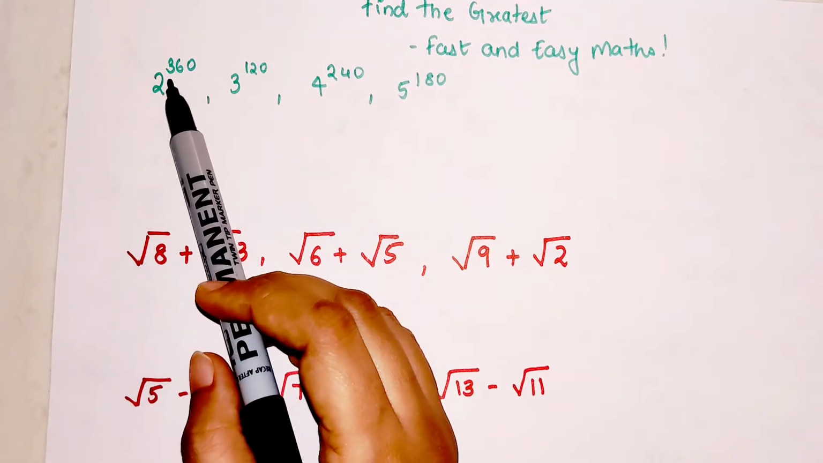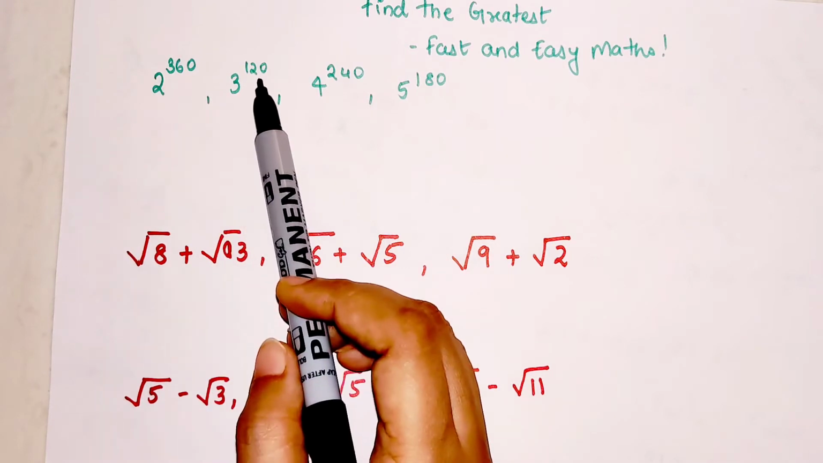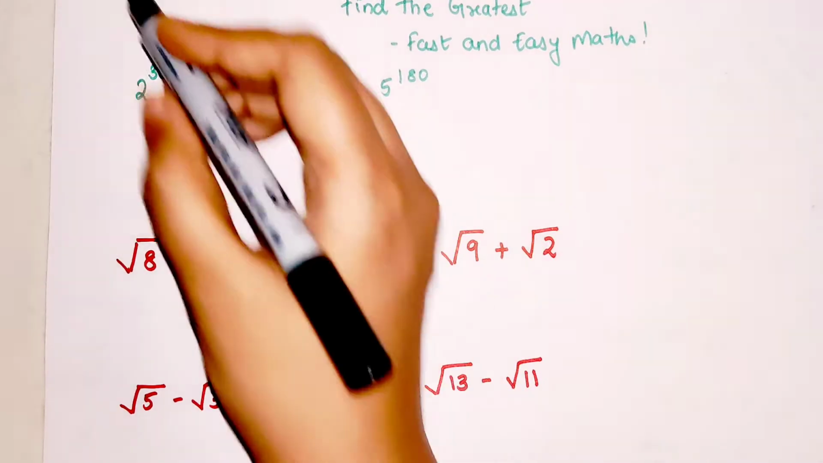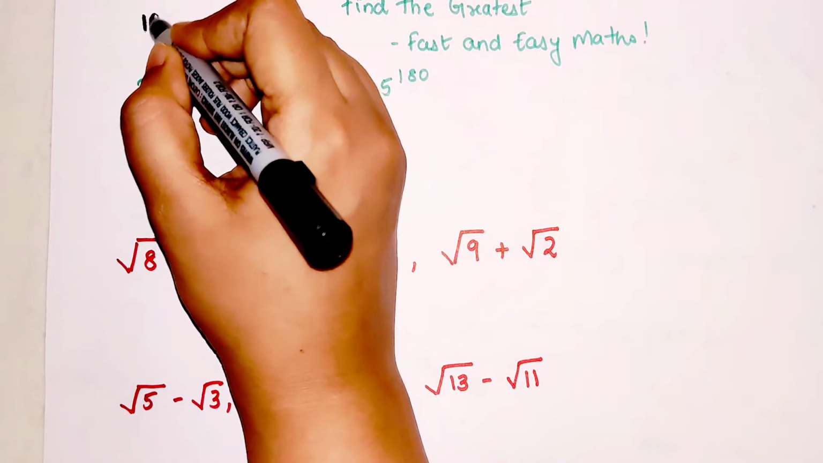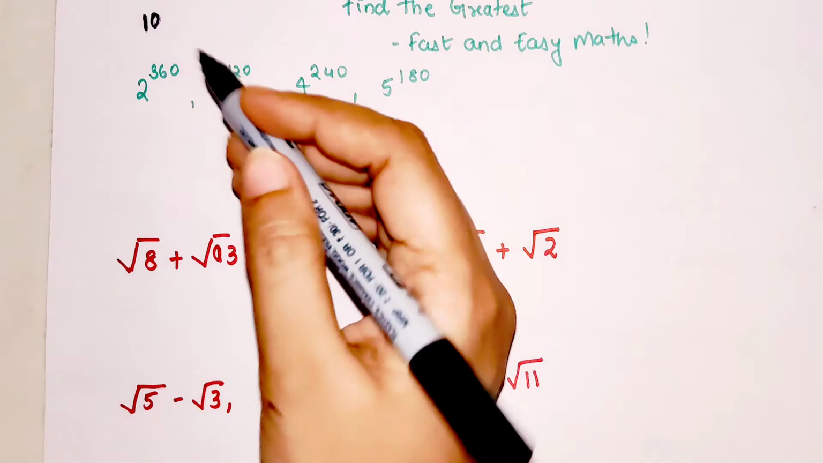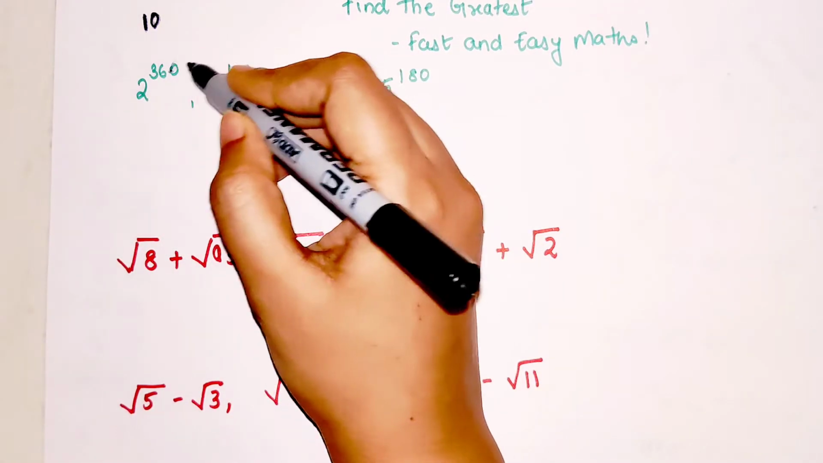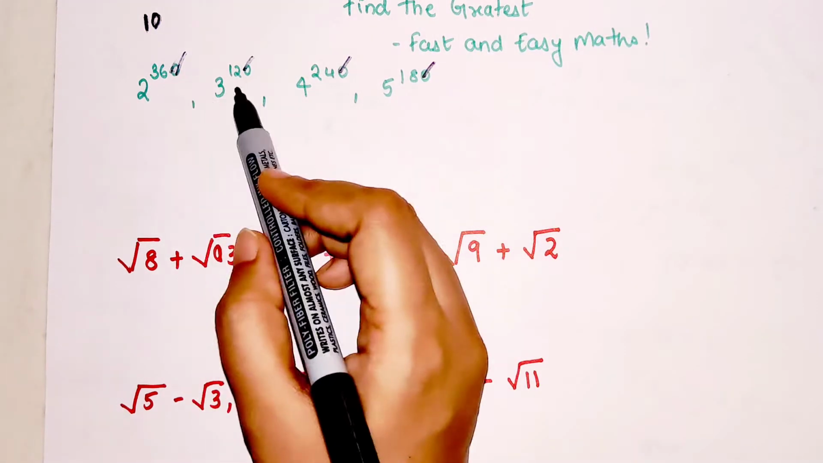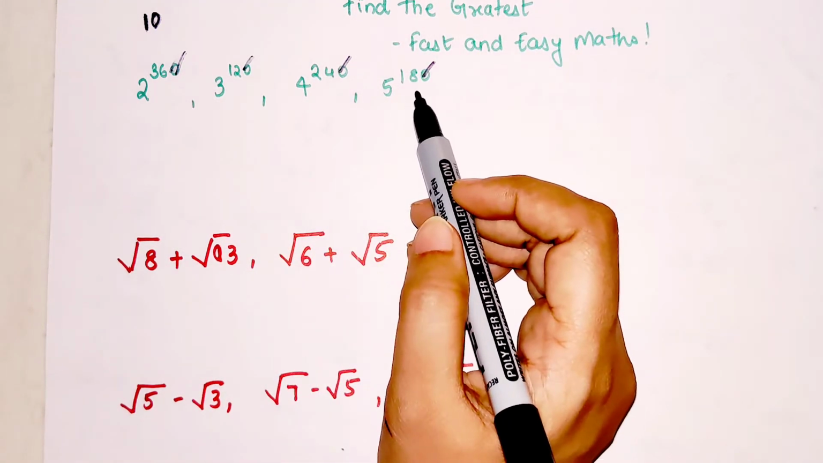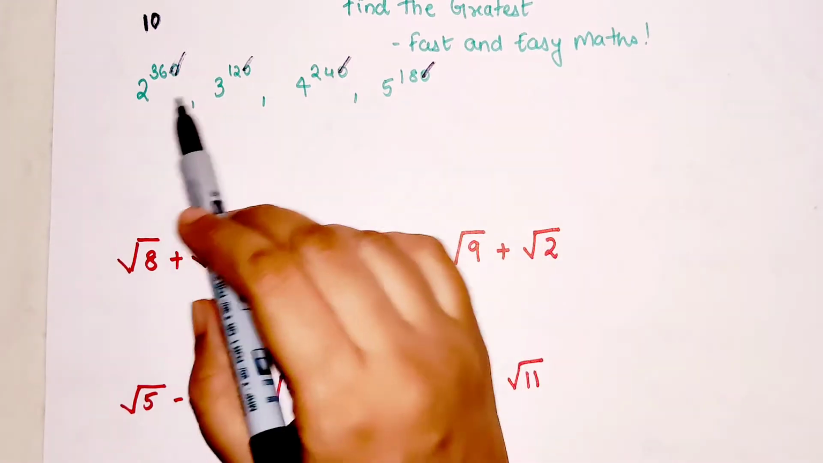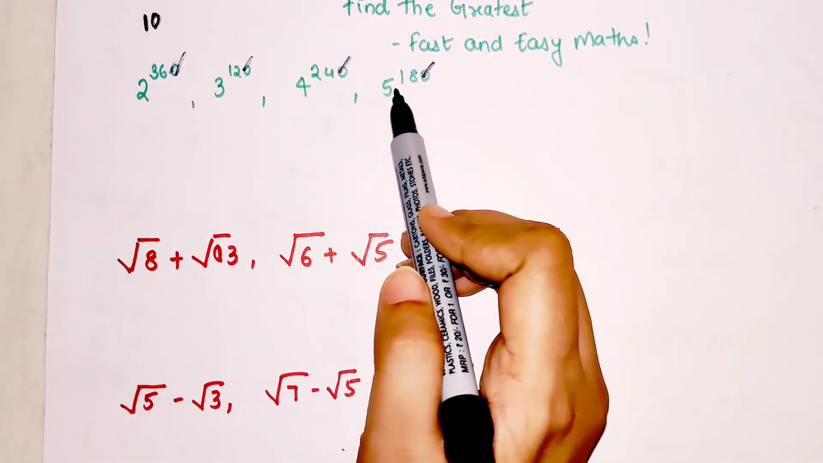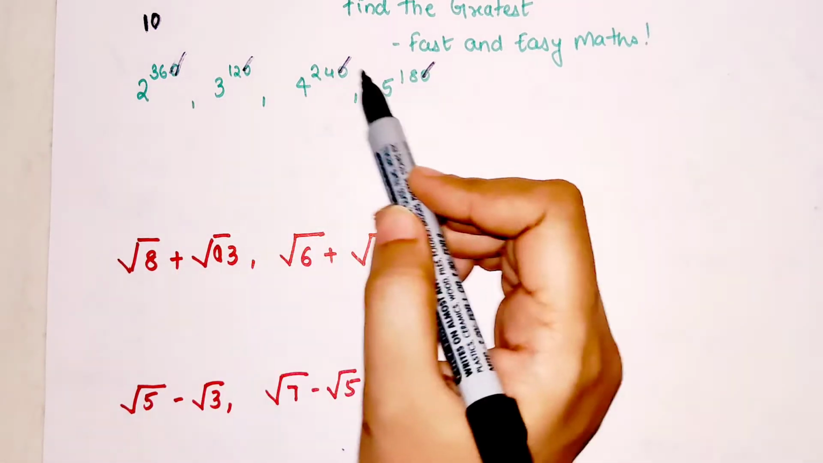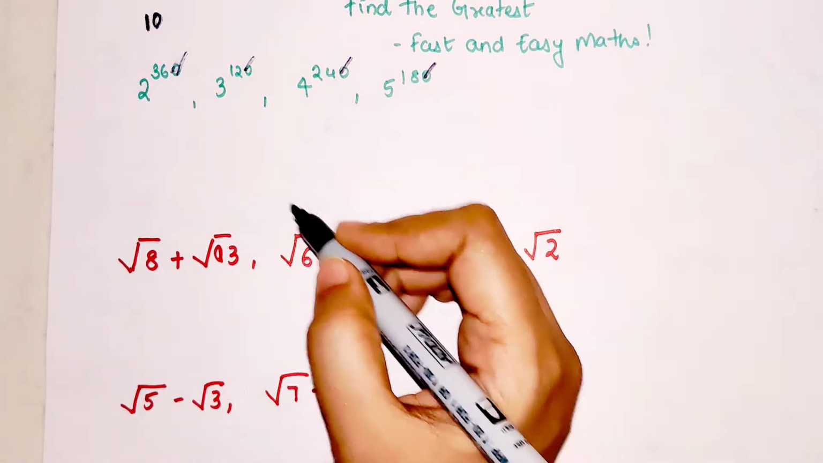When you look closely, this is 360, this is 120, this is 240 and this is 180. So I can say 10 is the definite common multiple. When you remove 10, so basically you're removing the zeros, here we're left with 36, 12, 24 and 18. Now all of them are even numbers and all of them are divisible by 3. Means actually all of them are divisible by 6, correct?